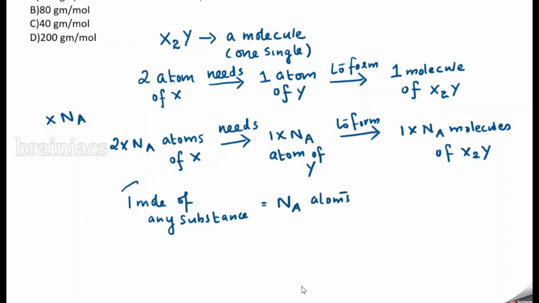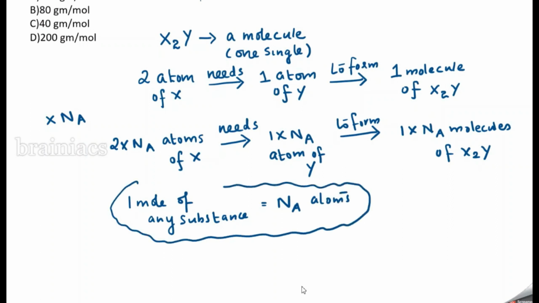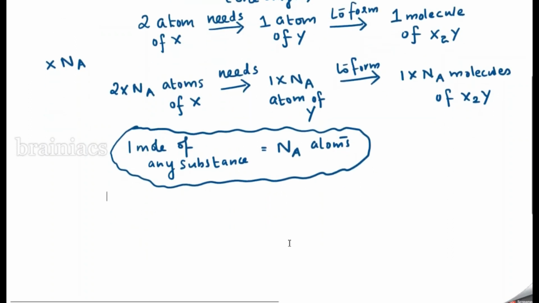So I will mark this as a formula so you can remember. This we have learned in our fundamentals. Those who don't know this, you can contact Brainiacs Classes for the complete theory session. There we are explaining all these concepts in detail. So one mole of any substance will have Avogadro number of atoms if the substance is an atom, or if it is a molecule, it will have Avogadro number of molecules, like that.